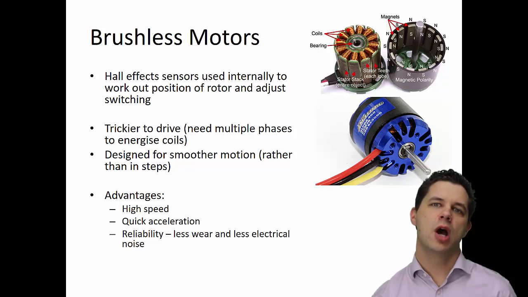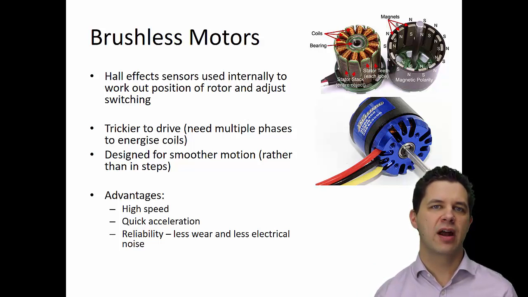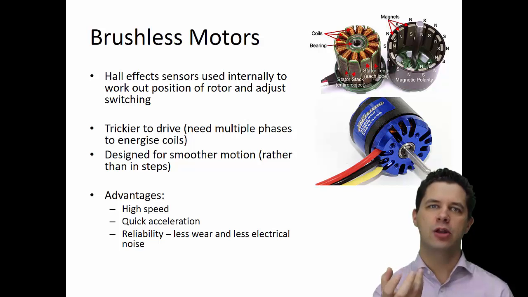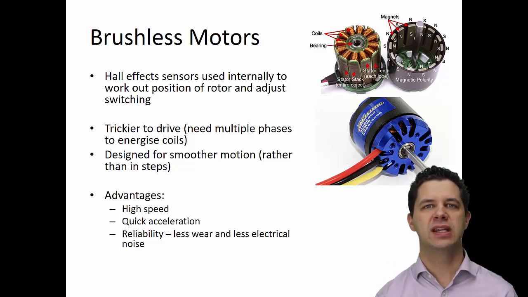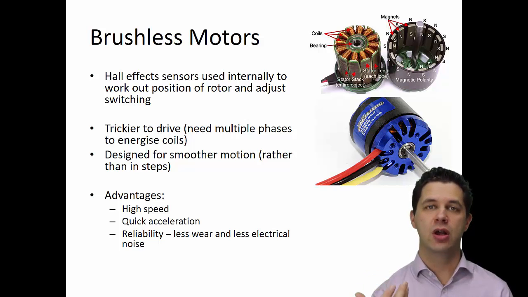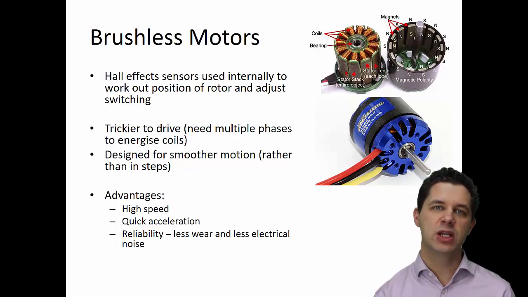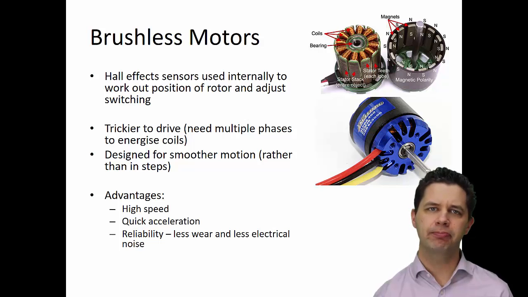Stepper motors aren't the only type of brushless motor. There's quite a few different types, and these sort of motors that we have here are commonly used in model aircraft and things like that, where we need very fast acceleration and high speed and high reliability, when we don't have so much wear and less electrical noise. Here we can use Hall effect sensors to internally work out the position of the rotor, and we can adjust our switching, which coils we're switching on at a particular point in time, based on the position that the Hall effect sensors have measured.